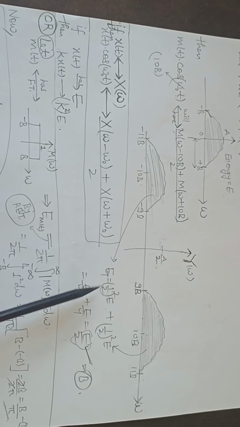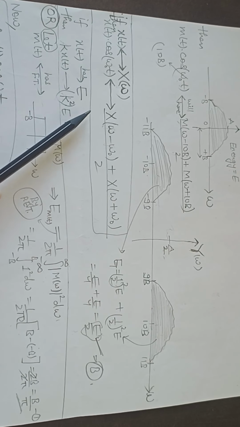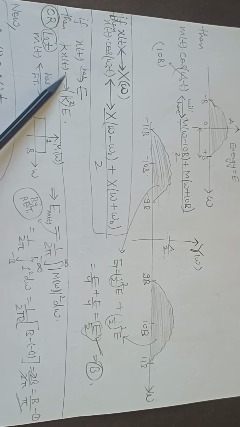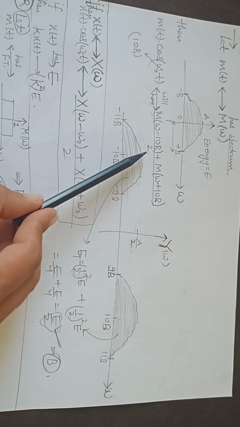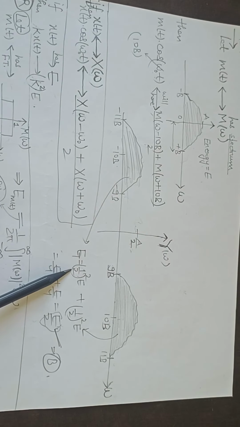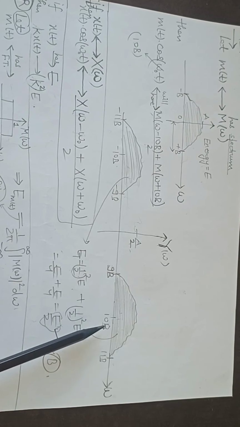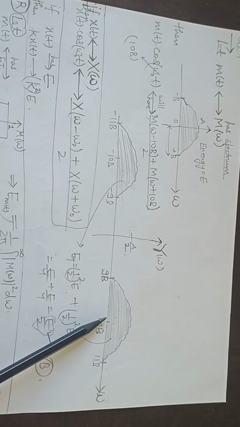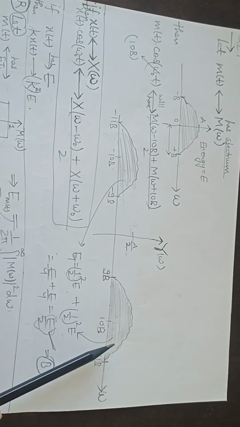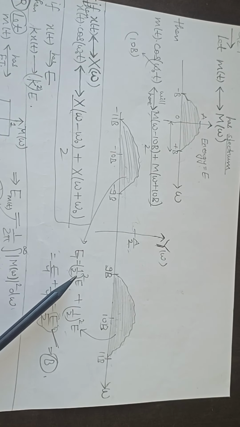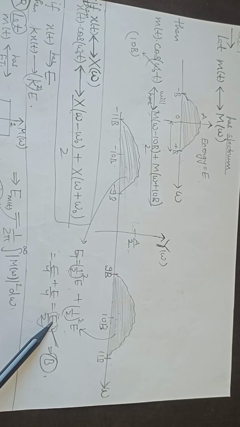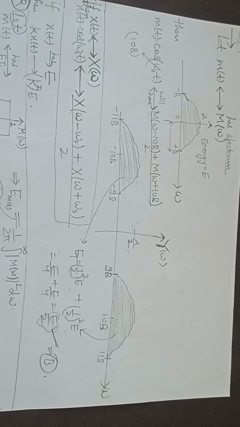Now since the amplitude is halved, you know that if x(t) has energy E, then k times x(t) has energy k square E. So amplitude is half, so energy will be half square E, and this will be half square E, because this energy was initially E only. So it will be E by 4 plus E by 4, so E by 2. So overall energy is halved.